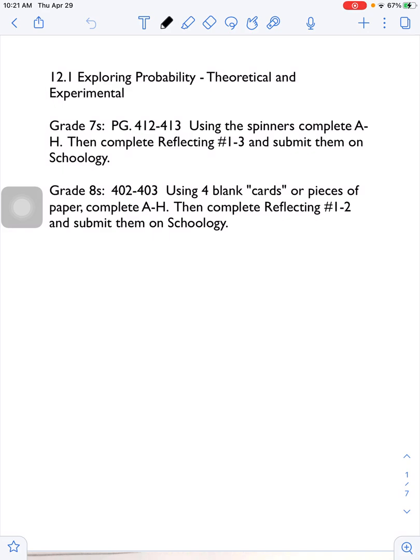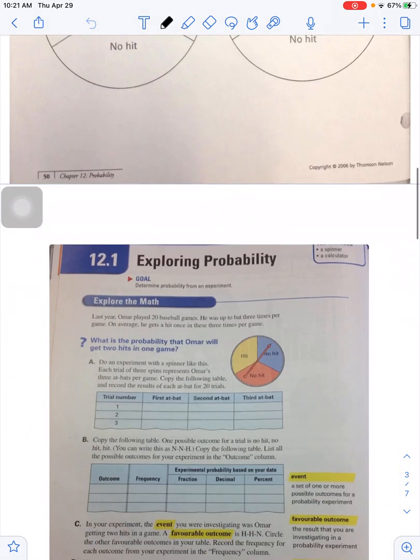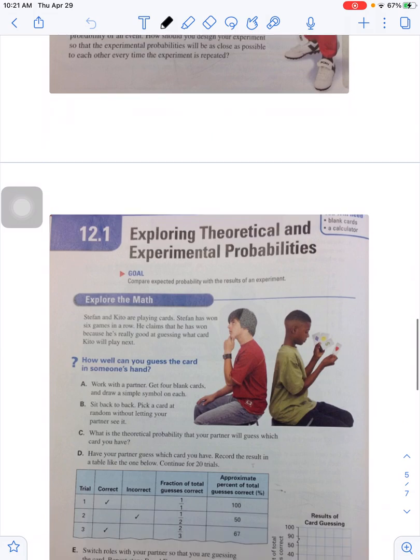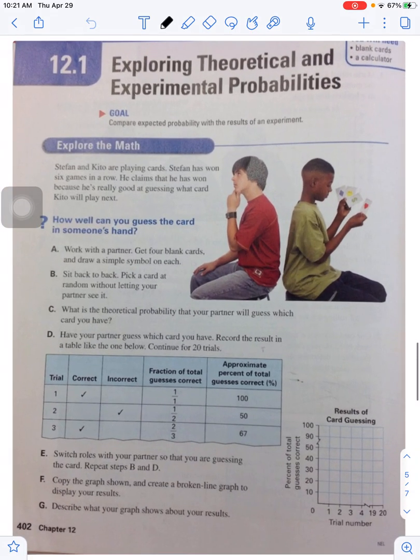Okay, we're going to complete step 8. We'll have a look at these. So we're going to skip all the grade 7 stuff here and head right down to grade 8. Here it is. It says Stefan and Keto are playing cards. Stefan has won 6 games in a row. He claims that he has won because he's really good at guessing what card Keto will play next.